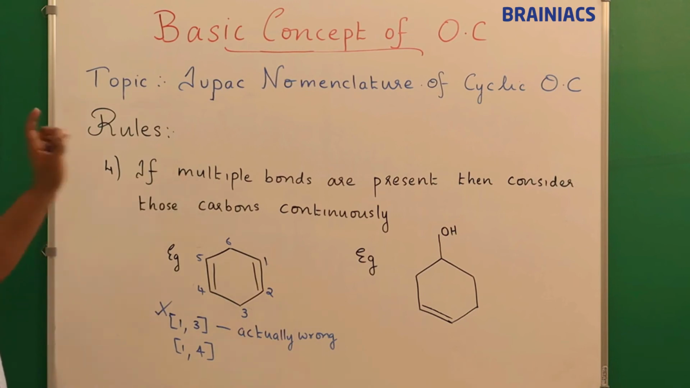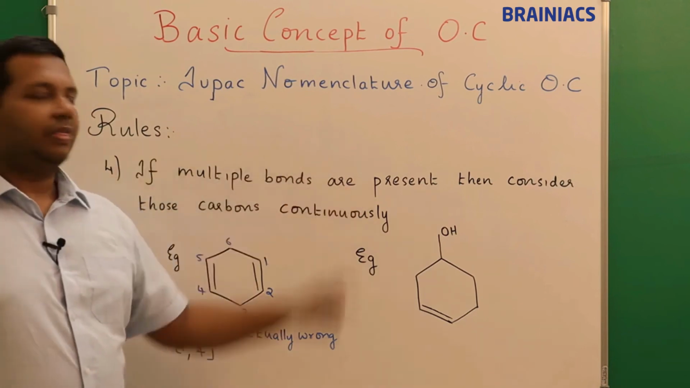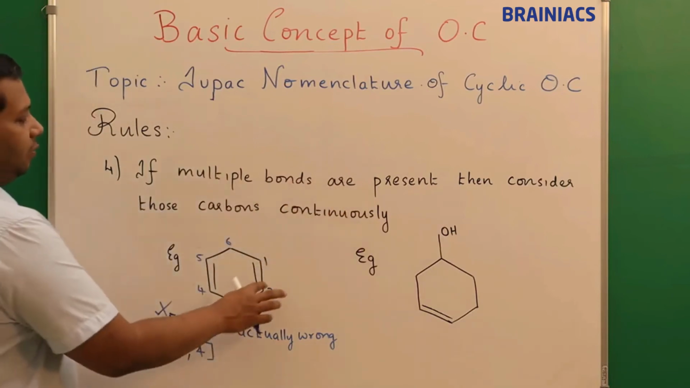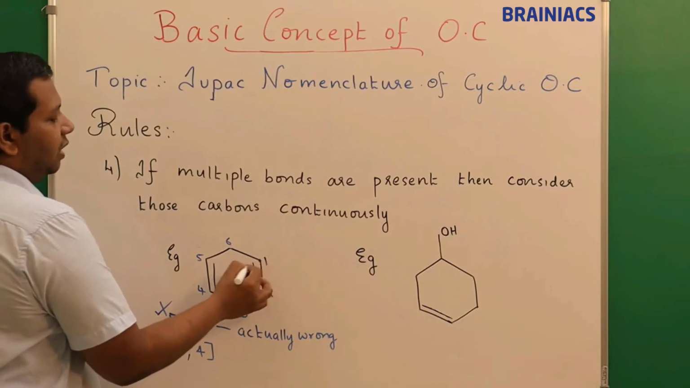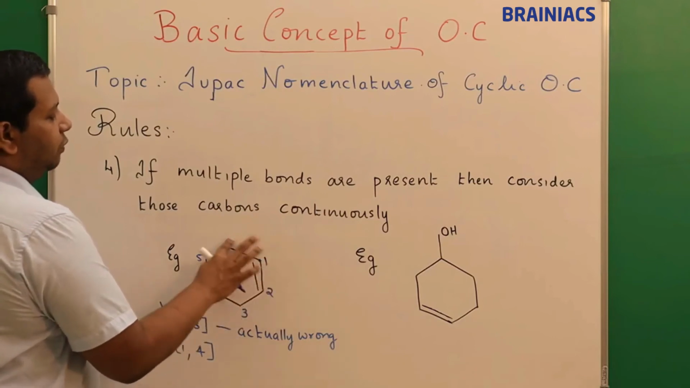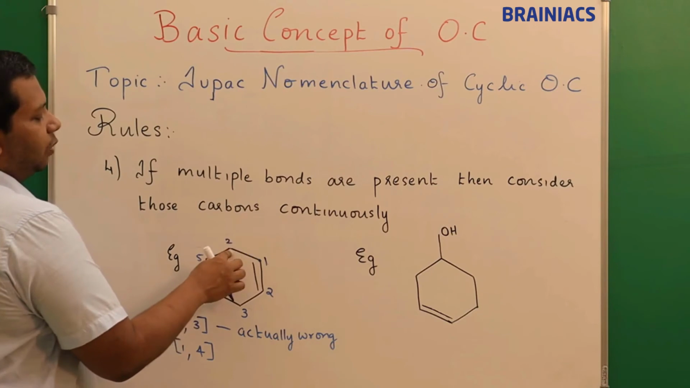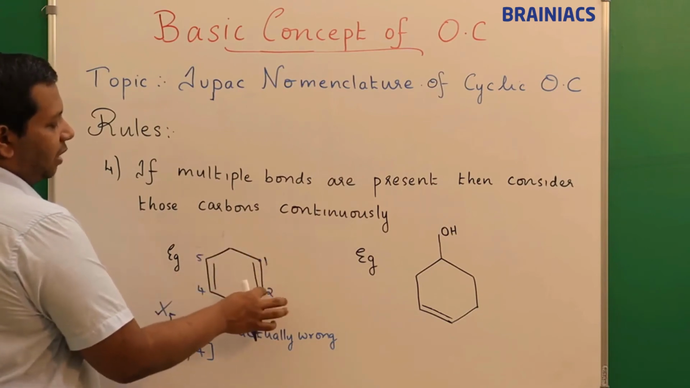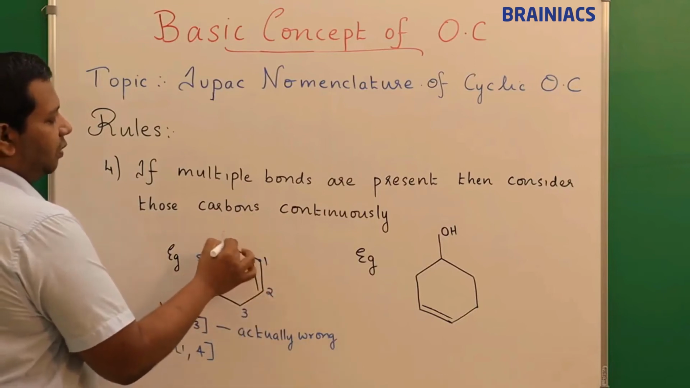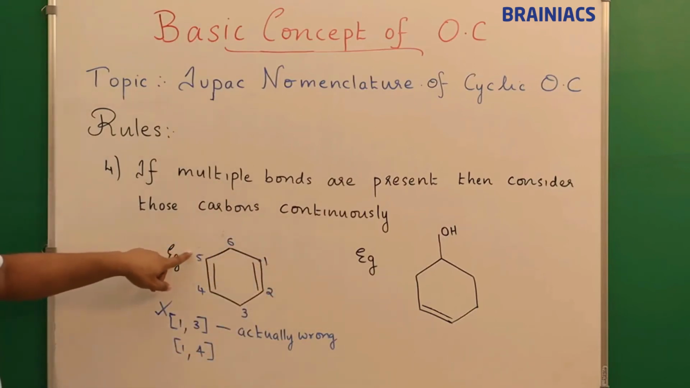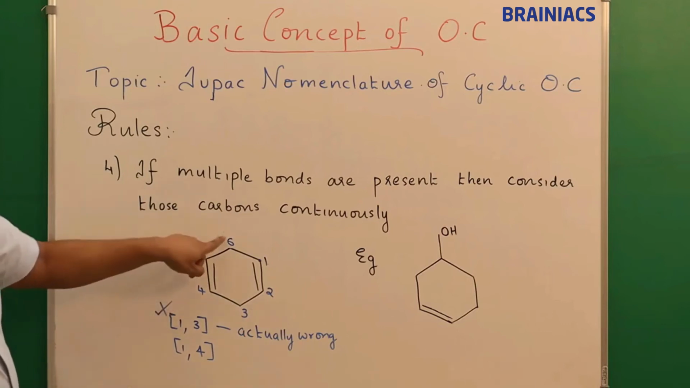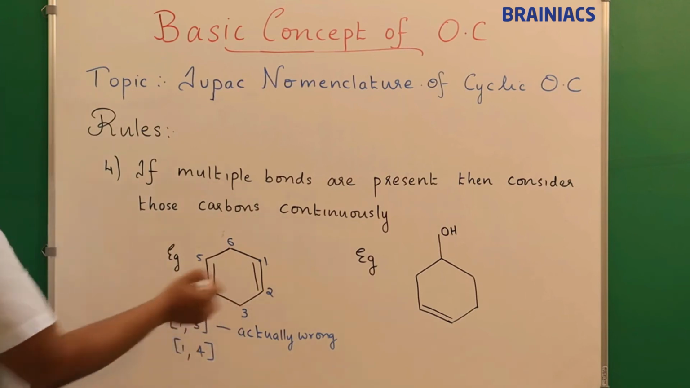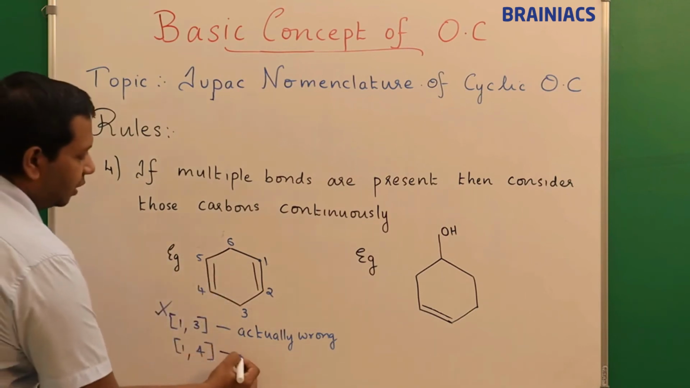Please read the statement. If multiple bonds are present, then consider those carbons continuously. That means if I am giving 1 to this carbon, which is a carbon of the multiple bond, then I should not give 2 to here, because this is a carbon of a non-multiple bond. So that is wrong. I should give 2 to the next carbon that is a part of the multiple bond. Suppose I am giving 1 here, then 2 should be this one, it should not be this one. That is what the rule is saying. So tell me now, what is the name of this compound? This is the correct one, what I have written here.